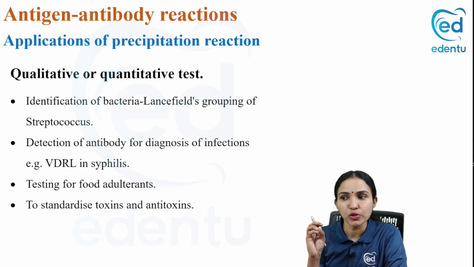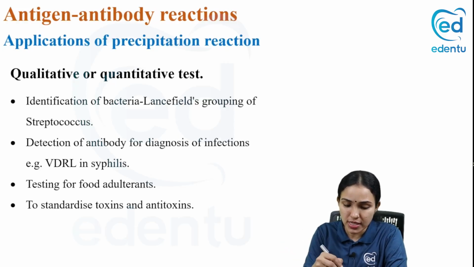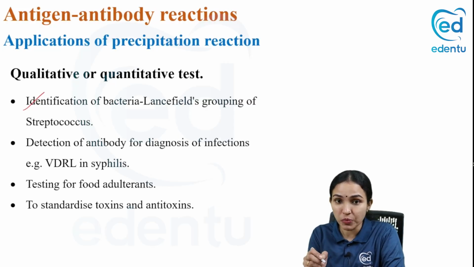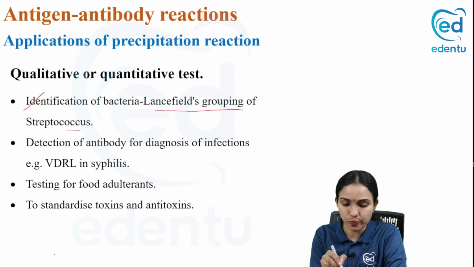If you just want to know the presence of antigen or antibody, that's called a qualitative test. If you want to know the quantity of antibody present or antigen present, you call it a quantitative test. So what are the major applications of precipitation? Ring precipitation test is used for Lancefield's grouping of Streptococcus, which we learn in Streptococcus bacteria.